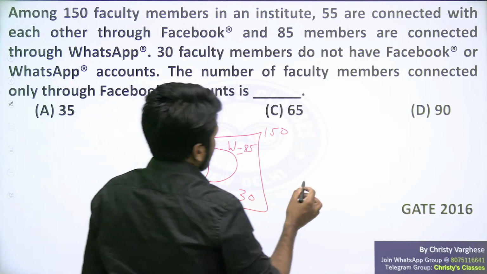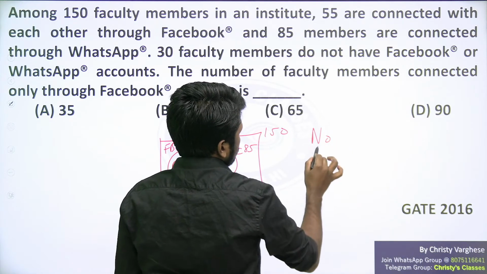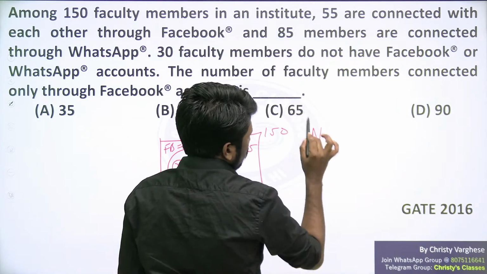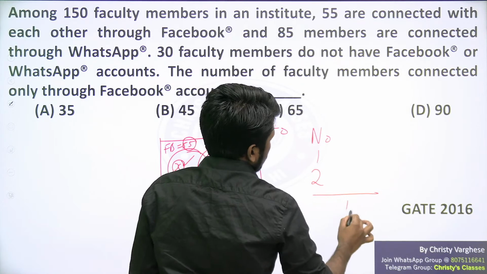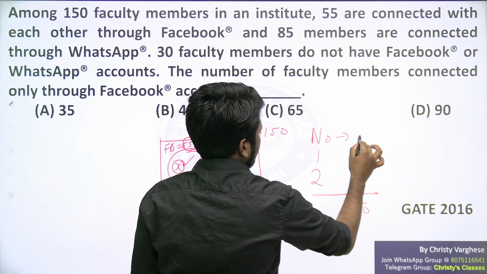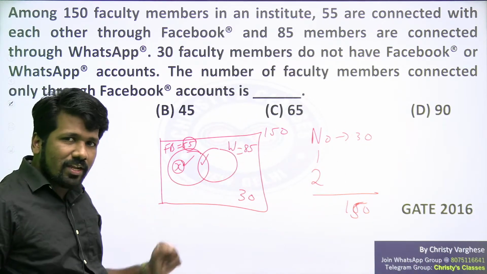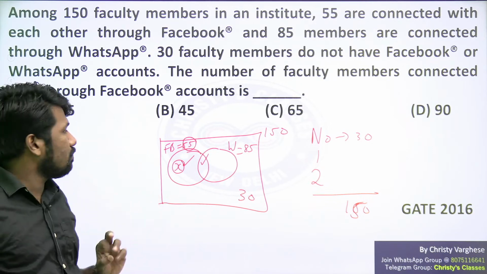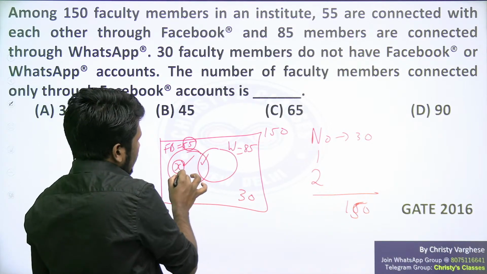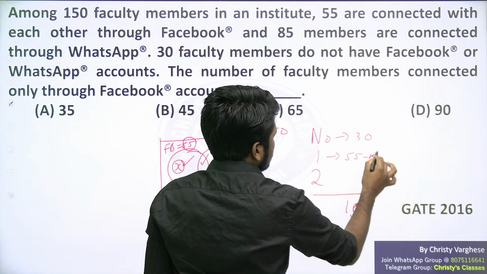So here also let us understand three groups of people: no social media using people, one social media using people, both social media using people. Total together is 150 people. No social media using people is directly given, 30. I will explain this direct method, then I will tell you the shortcut method like in the previous question. So 55 minus X will be Facebook only using people.